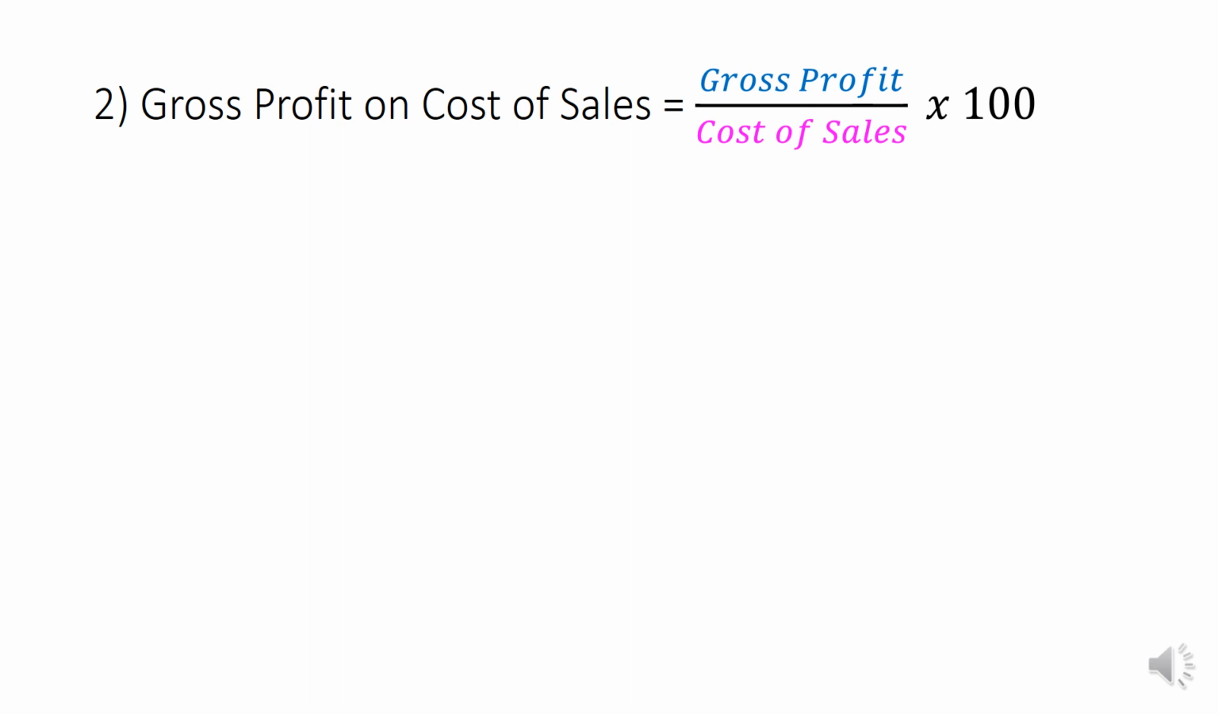Our second calculation is going to be the gross profit on cost of sales. So our gross profit will be in blue and our cost of sales in pink, and we will multiply this with 100 to get a percentage.